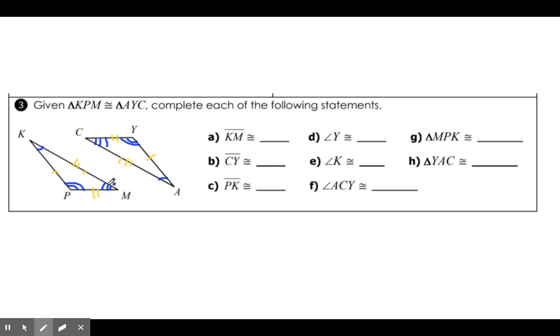So if we look here, KM is going to be congruent to segment AM, right? So KM, sorry, not AM, that's going to be AC. All right. We look at CY, that's going to be congruent to MP. And so the order does matter. So C is in the same position as M, and then Y is in the same position as P. All right, PK. So PK is going to be congruent to YA.